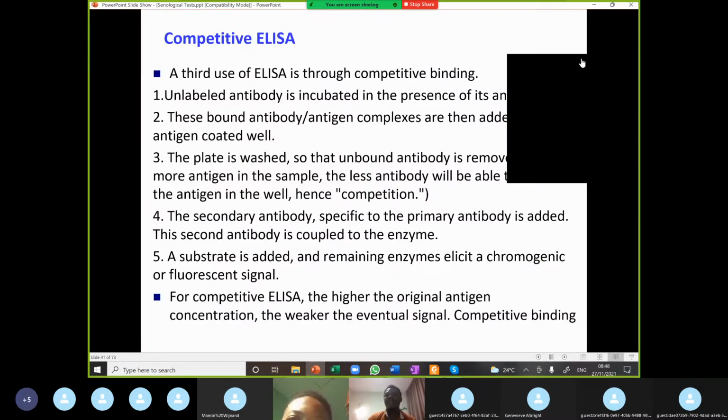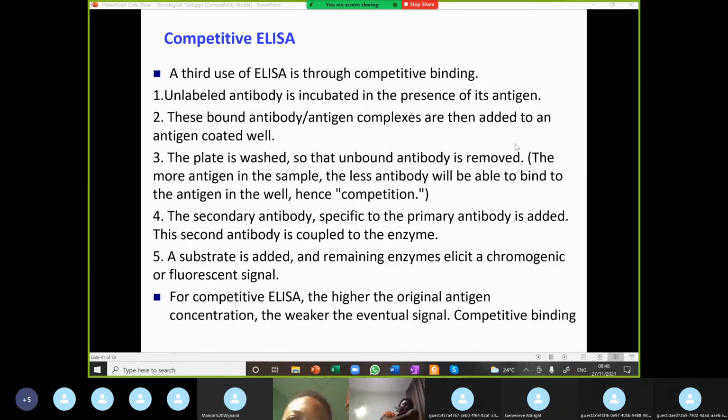Okay, competitive ELISA. This is the third type of ELISA. And as the word implies, there is competition. So by default, this ELISA is a quantitative ELISA. Competitive ELISA by default is a quantitative ELISA.